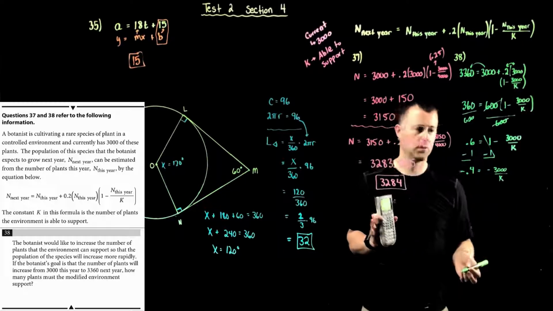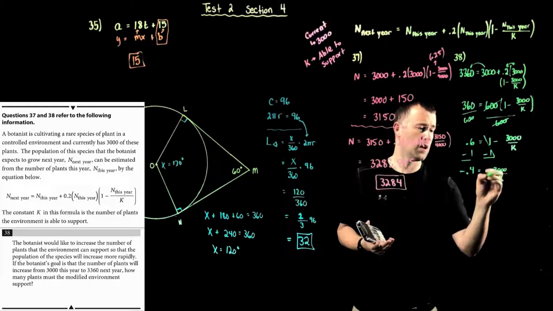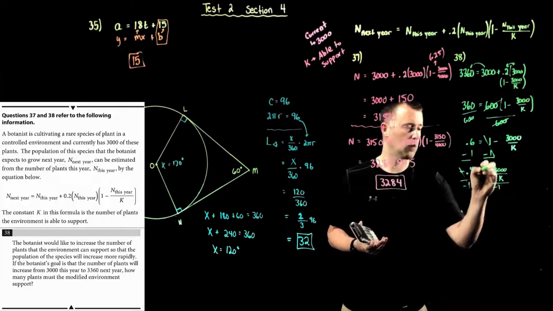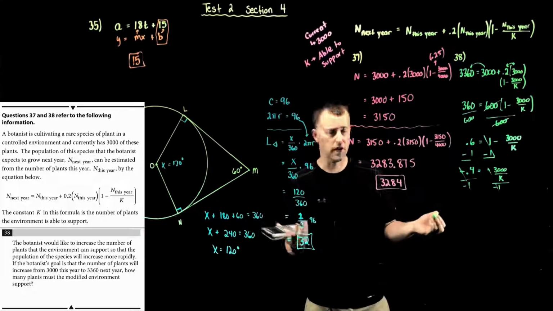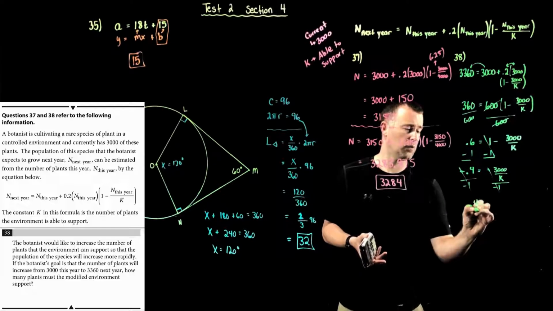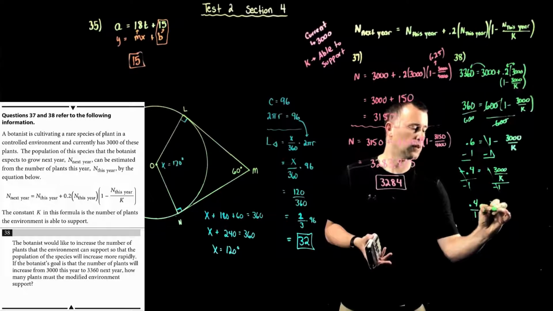Next thing I would probably do, and again, you can do this in one step, but I'm going to show all the steps. I'm going to cancel out that negative. Technically, you're dividing both sides by negative 1, but they're both a negative. I can cancel them out. So I now have 0.4. I'm going to put that over 1 equals 3,000 over K.